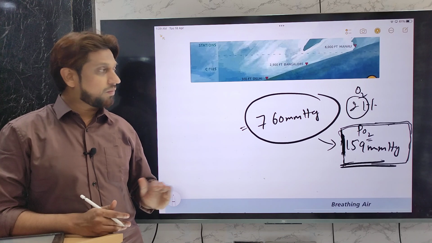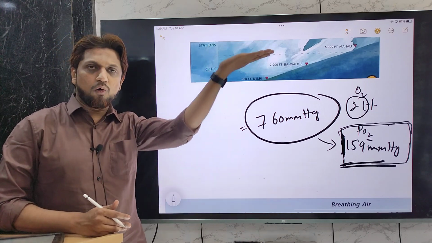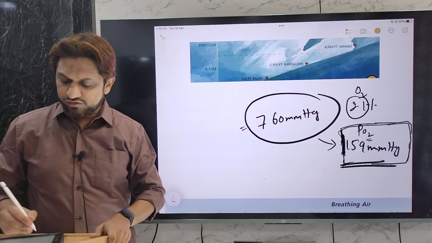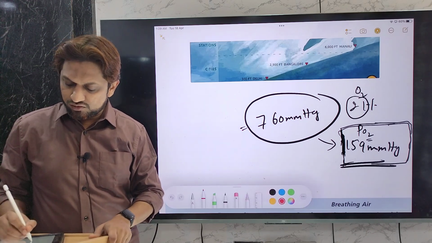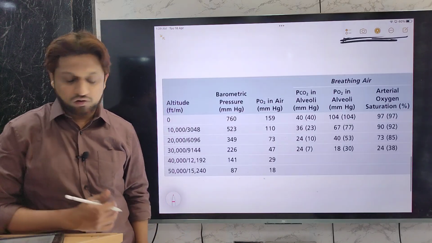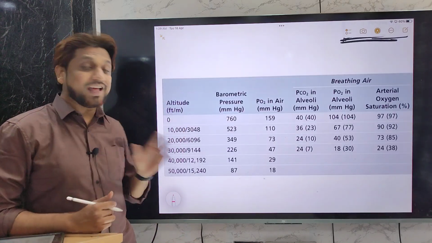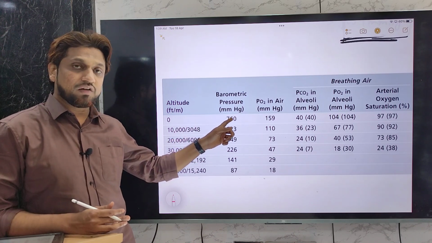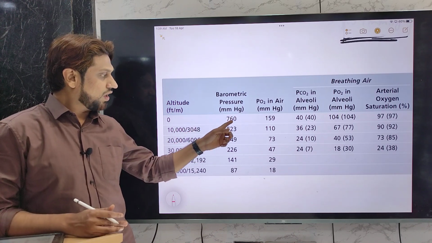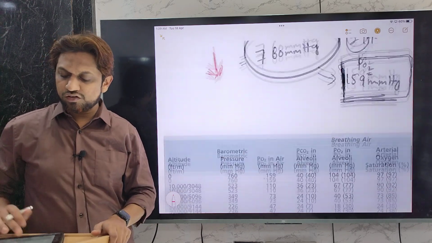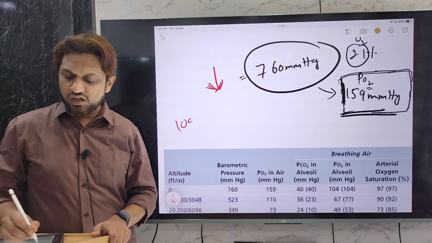The basic problem is, as one ascends above the sea level, this is at the sea level, so this barometric pressure decreases. How much will it decrease? Let's see this tabular column. As one ascends up to 10,000 feet above the sea level, instead of 760 millimeter which was at sea level, it will be 523 millimeter of mercury. That is the total barometric pressure at 10,000 feet.